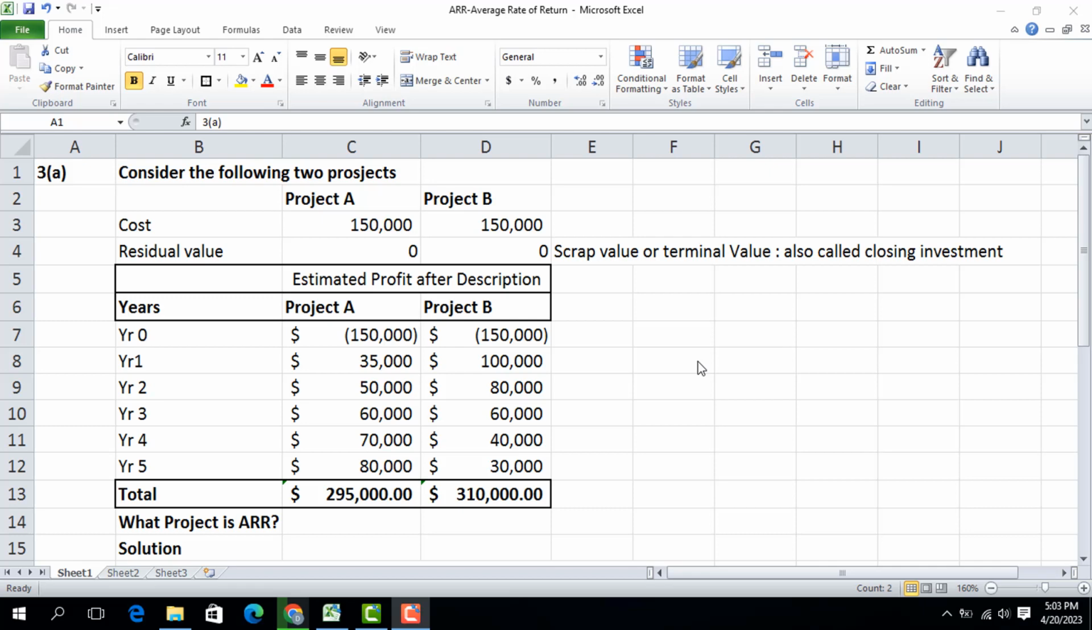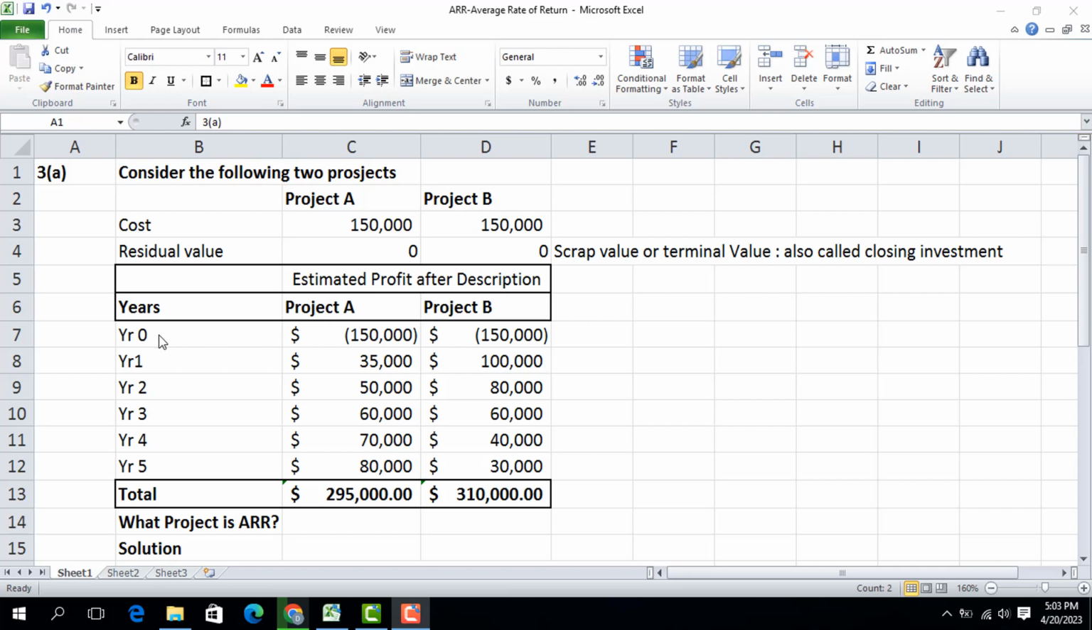So, in order to give a more conceptual view with more illustration, I am going to give an example which is part of an exam question. Let's start by reading the question. Consider the following two projects: project A and project B, and the cost is 150,000 for both projects. The cost is the same. Residual value, which is also known as scrap value or terminal value, is 0, and is also known as the closing balance of the investment.